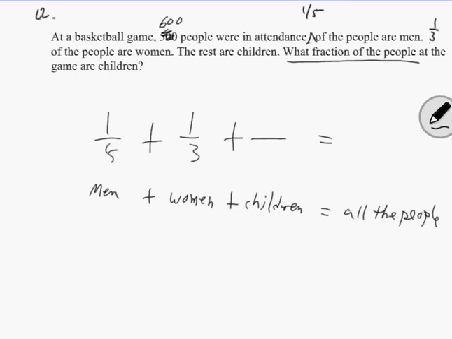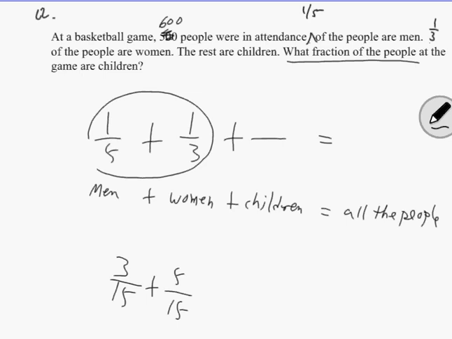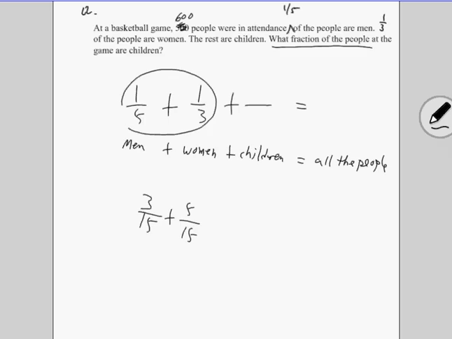So the first thing I want to do is add up these two fractions here. To add them up, I need a common denominator, 15. And I will get 3/15 plus 5/15. So I know as a fraction, 8/15 of everybody at that game is either a man or a woman.